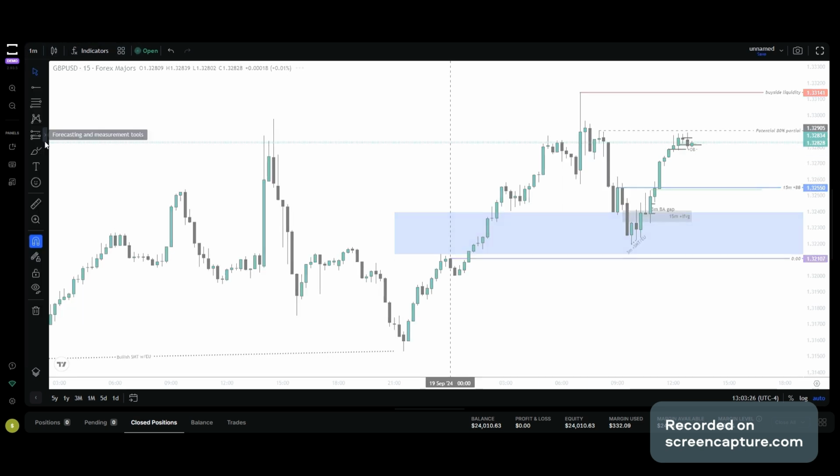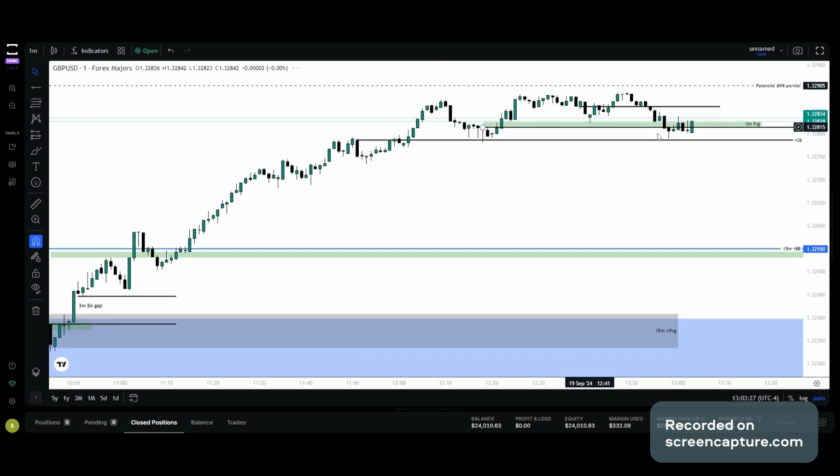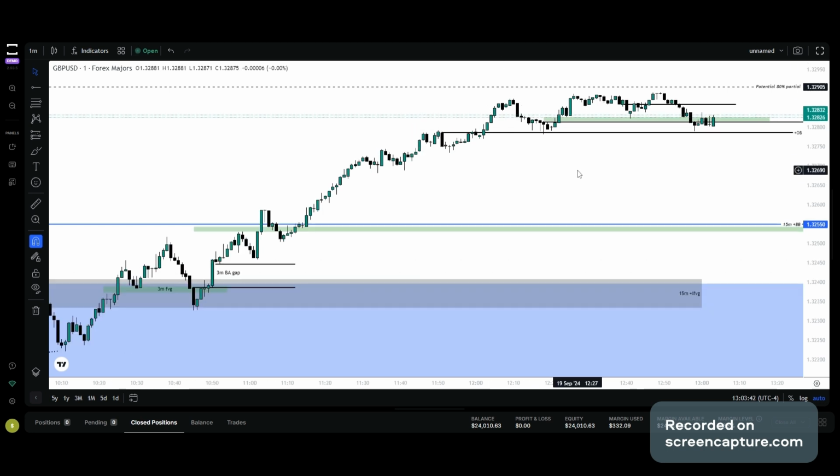But it looks like price may want to just take out these highs. Like it's starting to move again to the upside, and dollar is just holding. So I don't know what dollar's going to do.